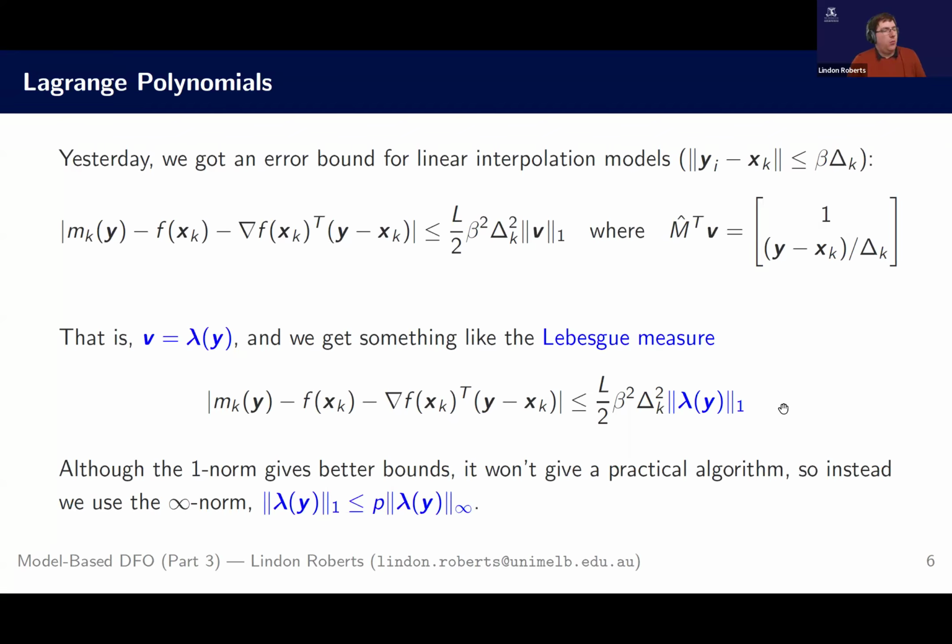Now, the L1 norm, the Lebesgue constant, is the more widely used constant in approximation theory. For our purposes, though, it's not going to be practical. So what I'm going to do is switch to the infinity norm. I'm going to say the L1 norm is bounded by p, because this vector is of length p, times the infinity norm instead. That's the quantity that we're going to be able to control more explicitly. So I'm going to substitute the L1 norm with p times the infinity norm in my bounds.